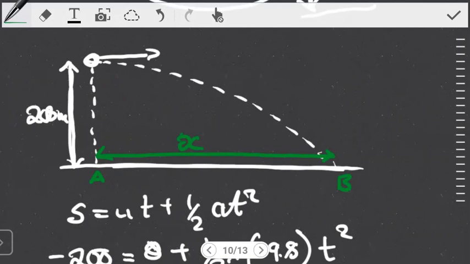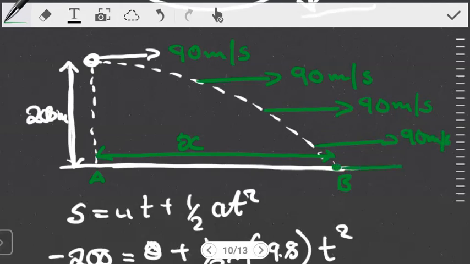Now, what you have to keep in mind here is in the x-axis, there is no acceleration. What that means is that the 90 meters per second the parcel had in the horizontal axis immediately when it was released, that 90 meters per second will be maintained throughout. The absence of acceleration in the x-axis here implies that the velocity in the x-axis will not change at any point. So it will be maintained throughout until when the parcel hits the ground, 90 meters per second. Even at the bottom, as the parcel hits in the x-axis, it will still have 90 meters per second.